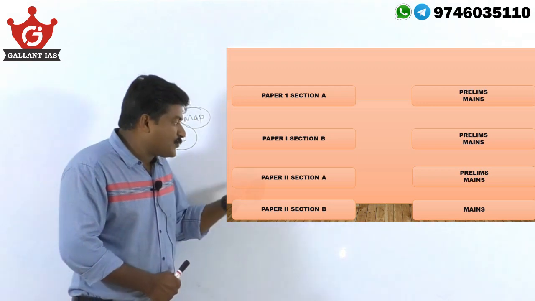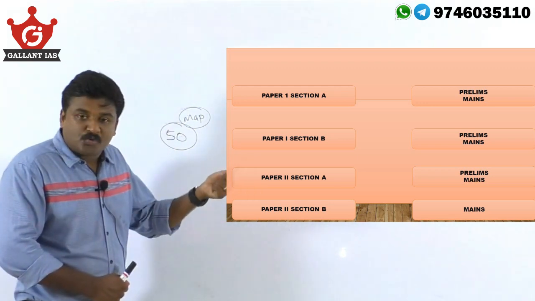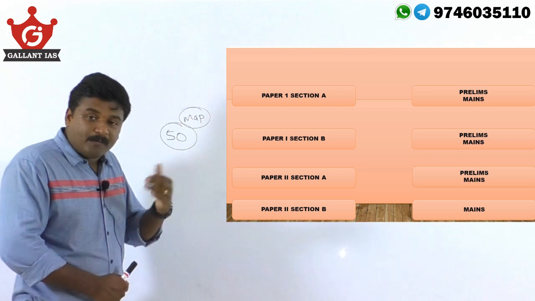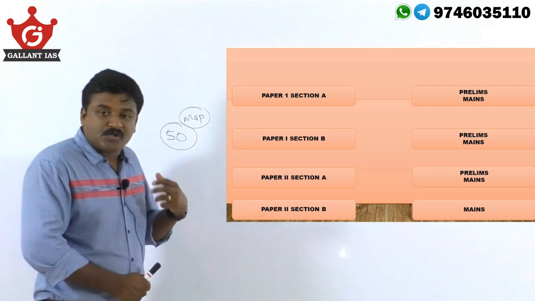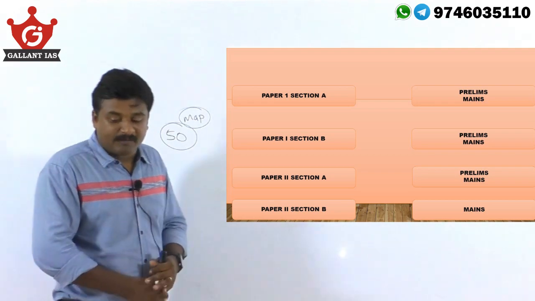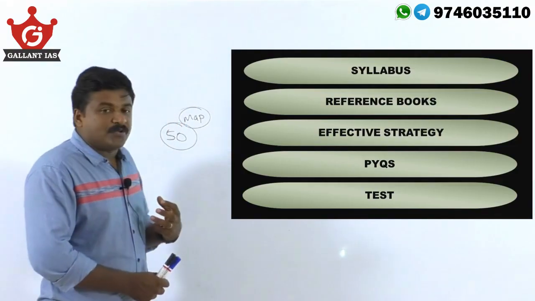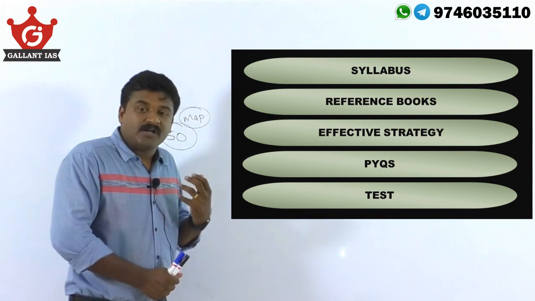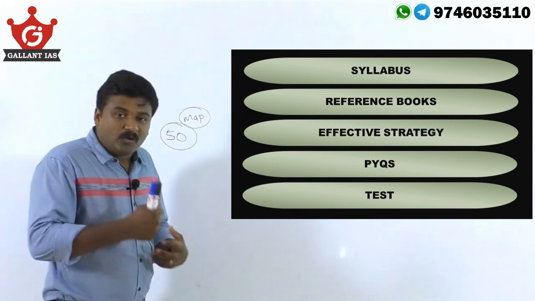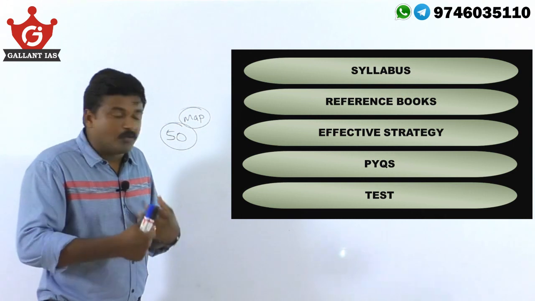Then paper 2 section A, where you have to study modern India, is important for prelims and your mains. Paper 2 section B, which is world history, is important for your mains. So the best solution is always to have an idea about the syllabus. What is the syllabus of history? Paper 1, paper 2. What all the reference books you have to go for.